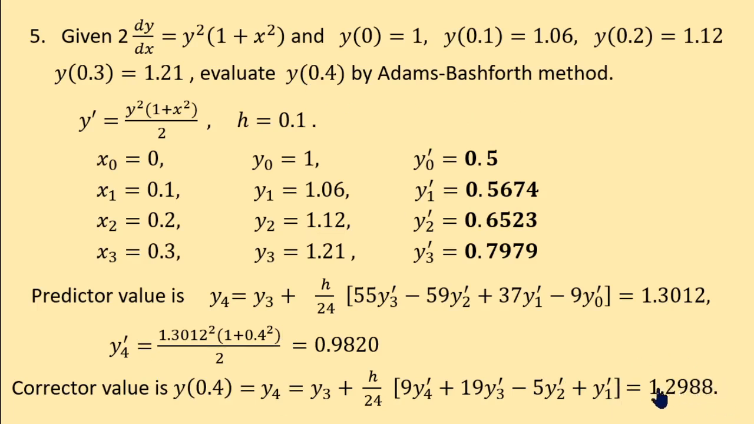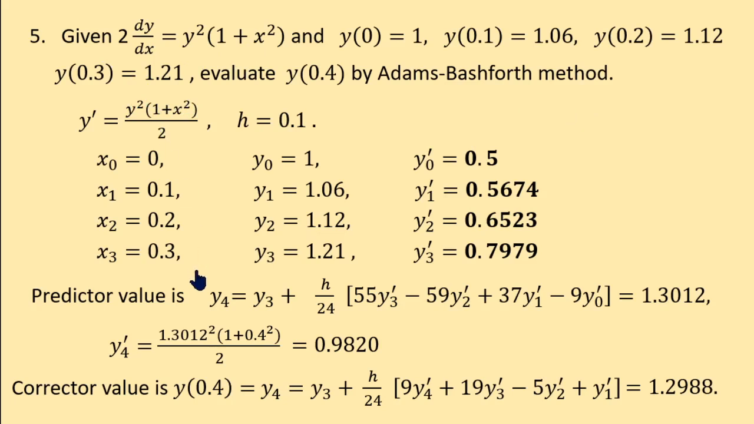So this is the value of y at 0.4, 1.2988. To get a better value, use this once again to find y4 dash and use that new y4 dash here, so you'll get a better value. Once you get the same value of y4, you stop the process. That is the actual procedure, but in your syllabus use the corrector value only once, means stop here only. y at 0.4 is 1.2988. This is how we can solve a first order differential equation by the Adams-Bashforth method.